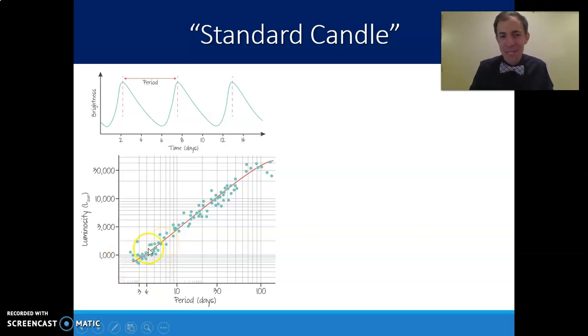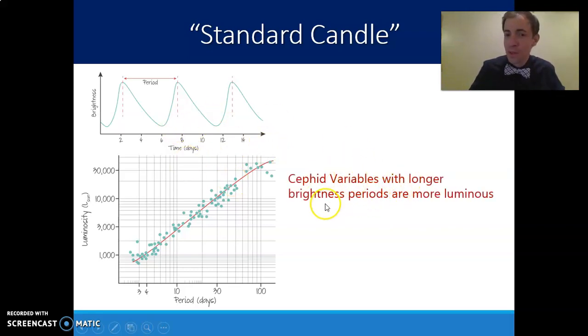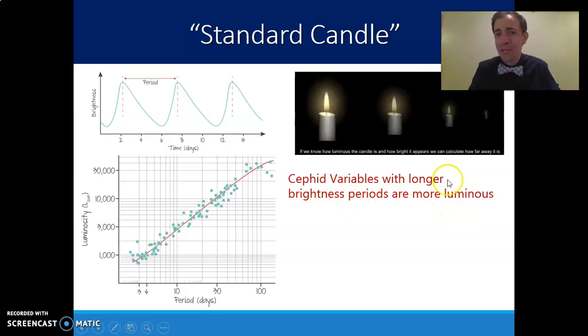Now, this was able to be figured out by finding the luminosity in other ways for stars that were close enough that we could use the distance from parallax angle, or something that was on the HR diagram that we knew was in that neighborhood. Here, we have a way of finding the luminosity just based on how long this period is for the star's brightness and dimness to cycle. So Cepheid variables with longer brightness periods are more luminous.